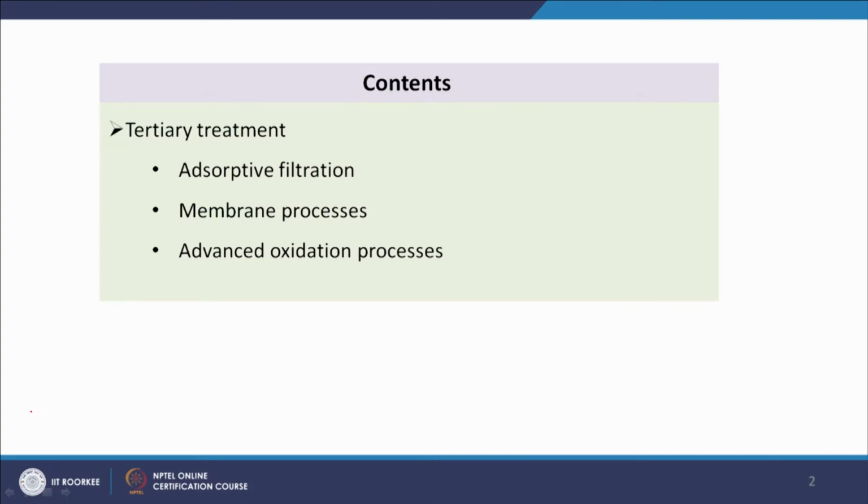In our previous classes we have seen that wastewater treatment contains different steps, and the last step is tertiary treatment, which starts after secondary treatment. In this step the main objective is to remove the residual BOD, COD, TDS and microorganisms. Pathogens are also killed in this step, and we will discuss adsorptive filtration, then membrane processes and advanced oxidation processes.